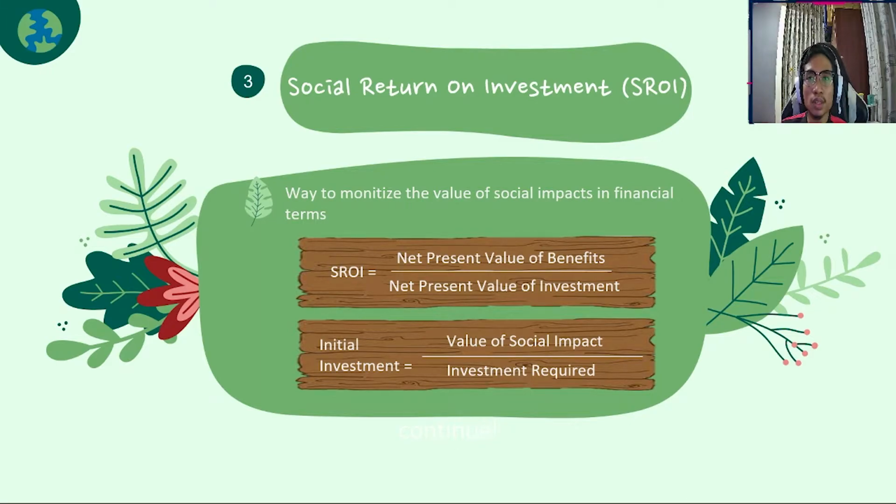To give a very simplistic example, the SROI ratio assigns a monetary value to inputs and outcomes. If the ratio is 5 over 1, it means that every dollar allocated will generate, or has generated, social value worth $5.